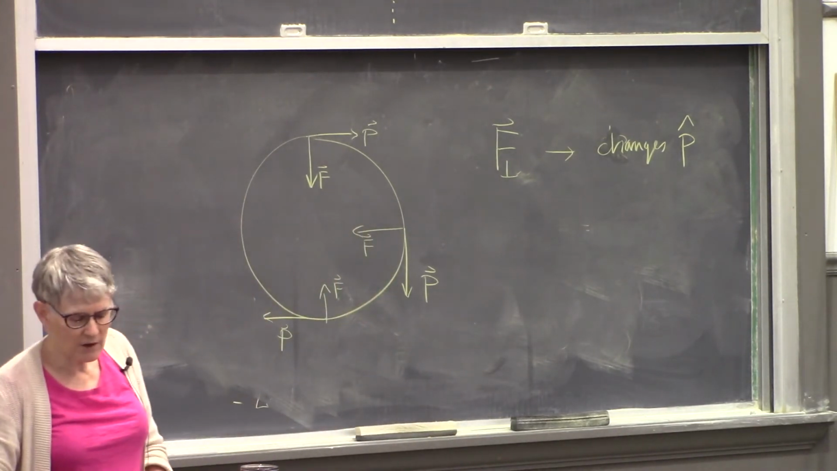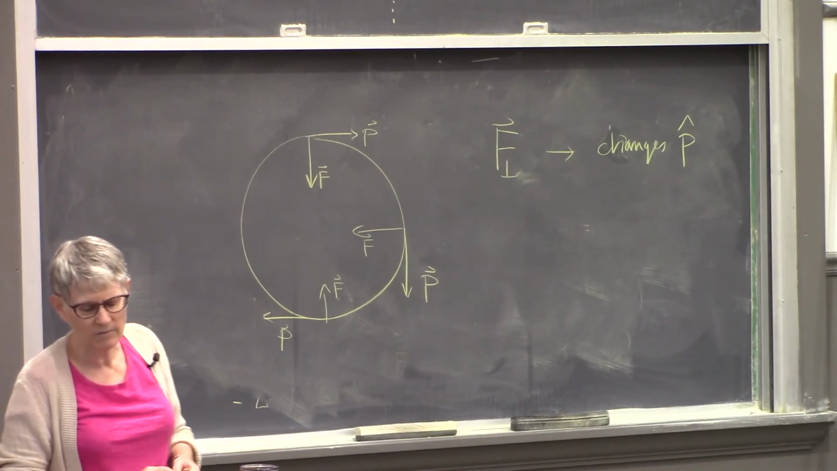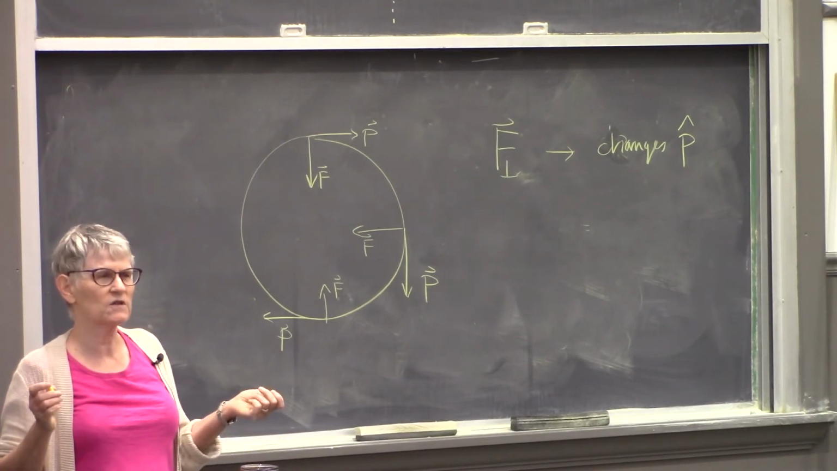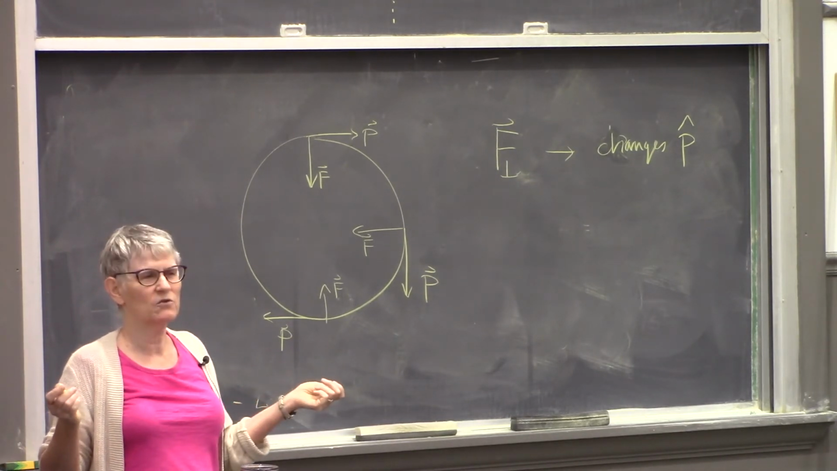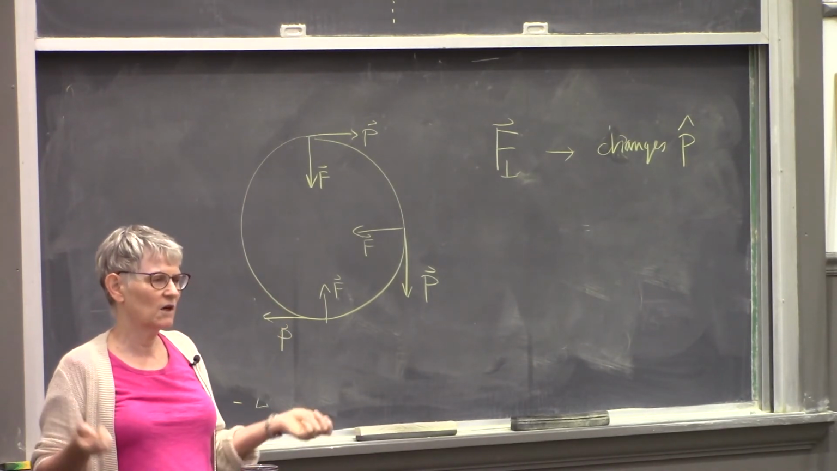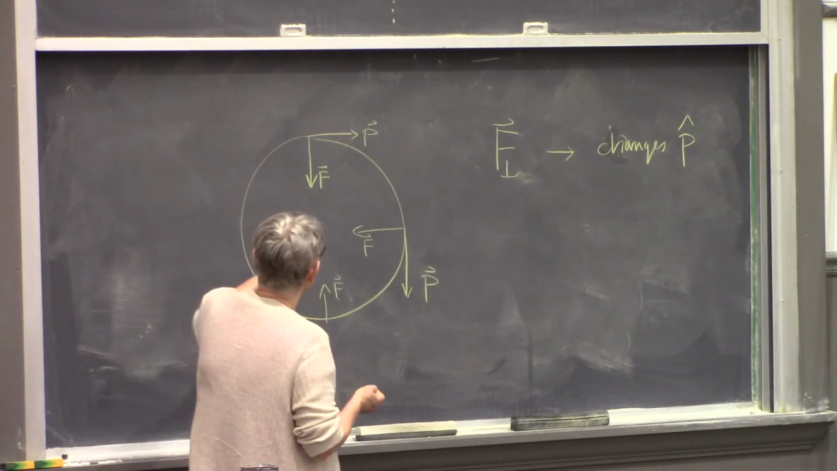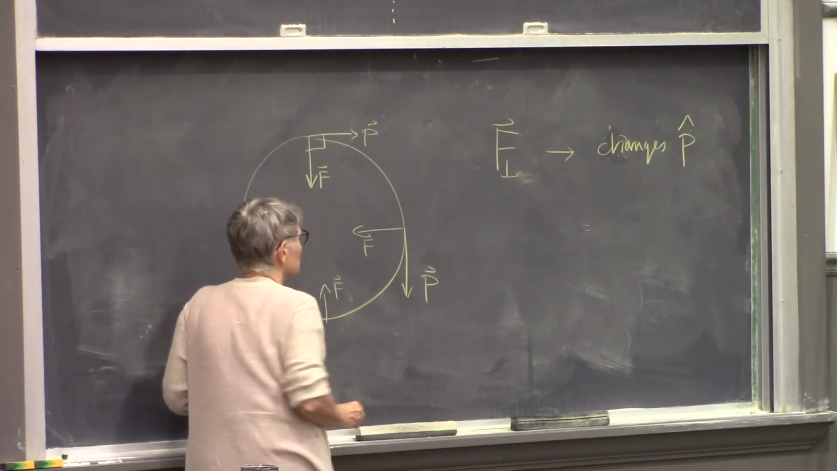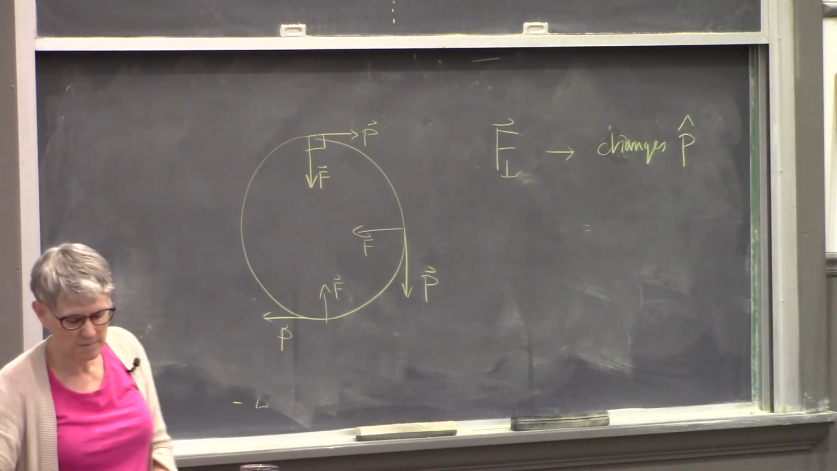So when we're thinking about curving motion, we're going to be thinking about forces that are resolved into a sum of two things: a component of the force perpendicular to the momentum and a component of the force parallel to the momentum. In this case, the component of the force parallel to the momentum was 0, so the magnitude of the momentum didn't change.